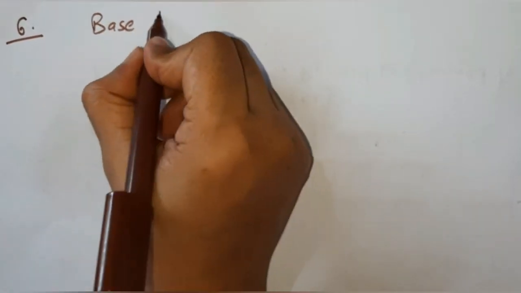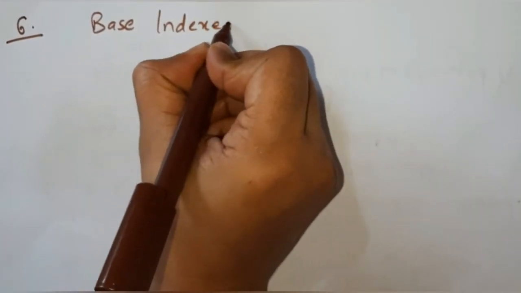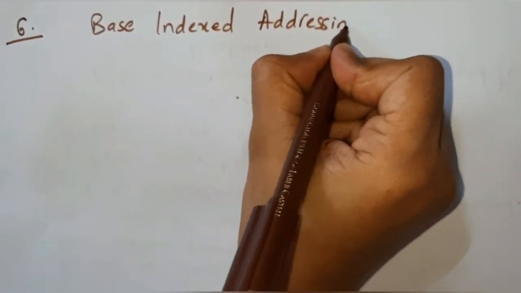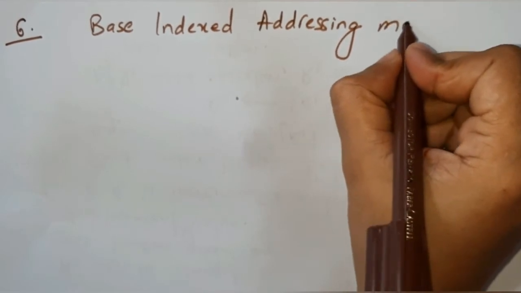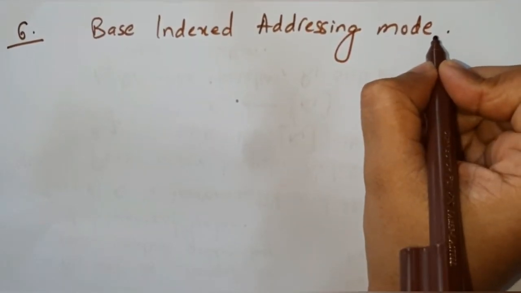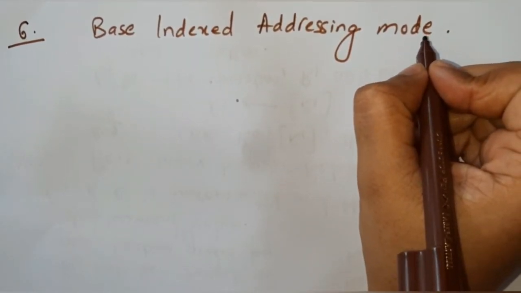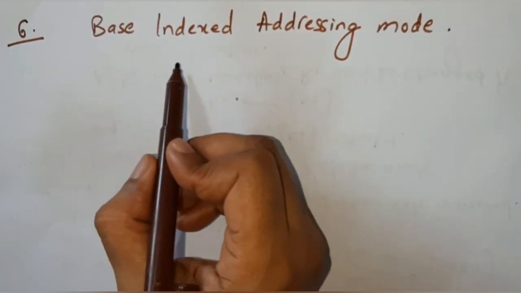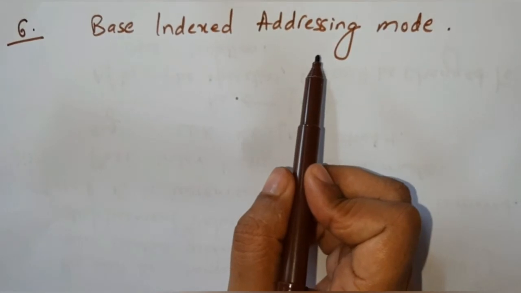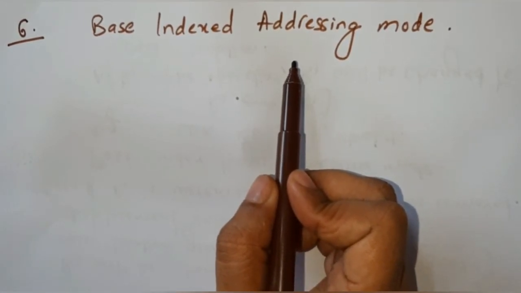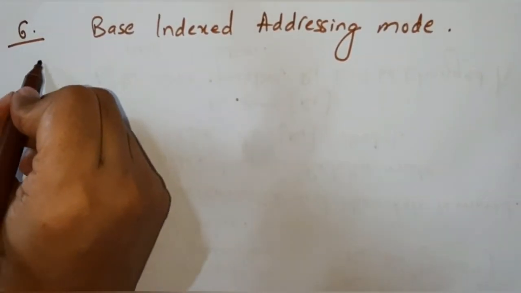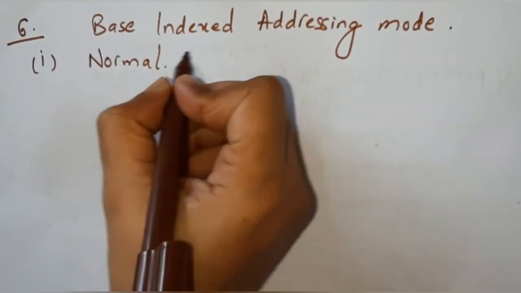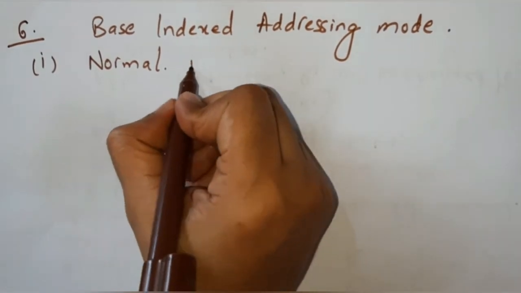Base indexed addressing mode. In this addressing mode, the new location will be defined by the sum of registers. This addressing mode is also of three types, as with register relative. So the first mode is the normal base indexed addressing mode.